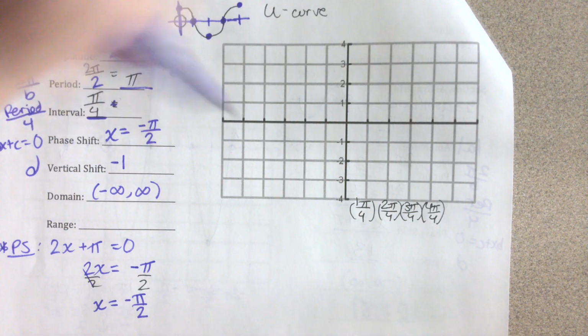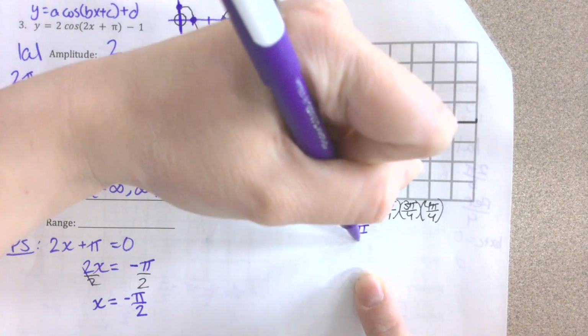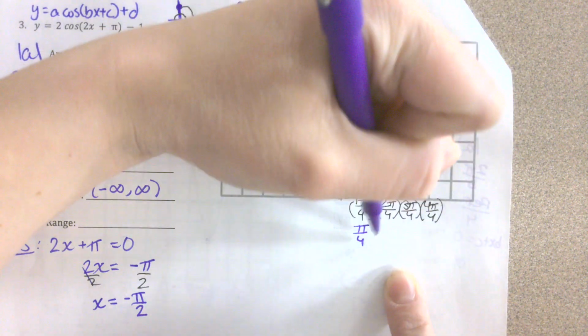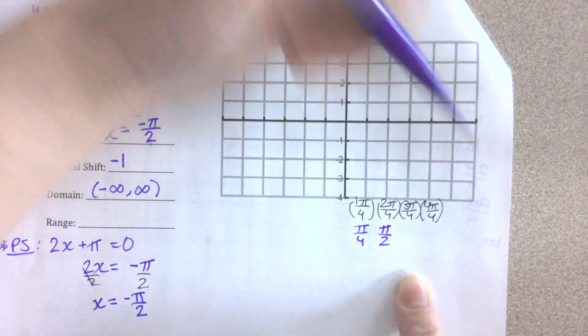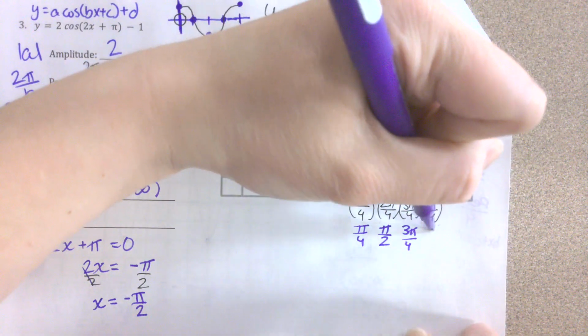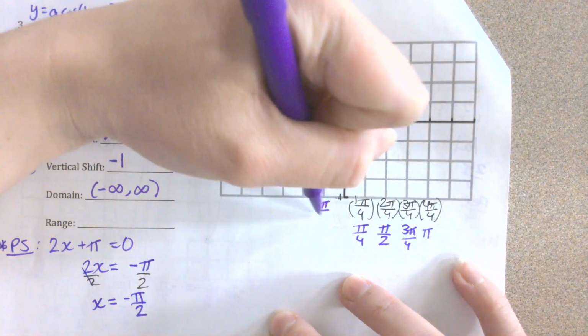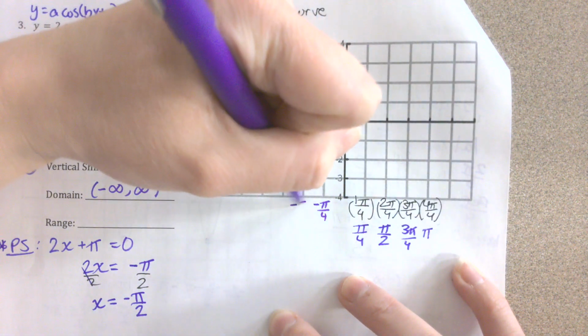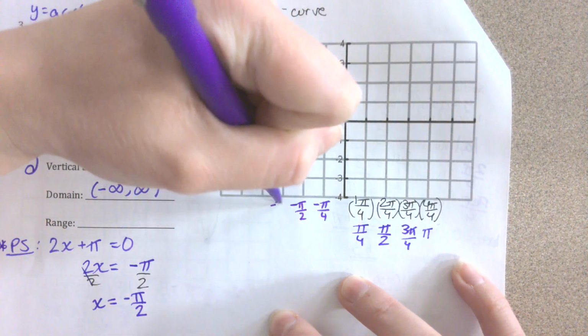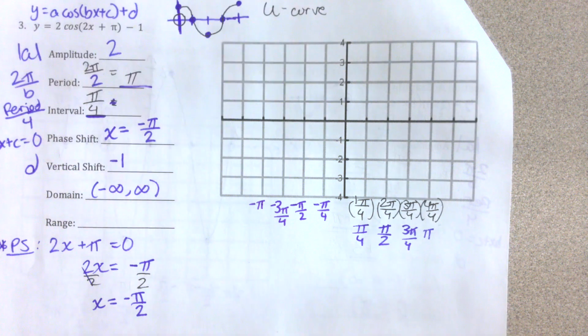From here, I'm going to reduce my fractions where I can. So this I'll just write as pi over 4. 2 pi over 4, that's a half, pi over 2. 3 pi over 4 is the same. 4 pi over 4, that's just 1 pi, or pi. And the negatives: negative pi over 4, negative pi over 2, negative 3 pi over 4, negative pi.